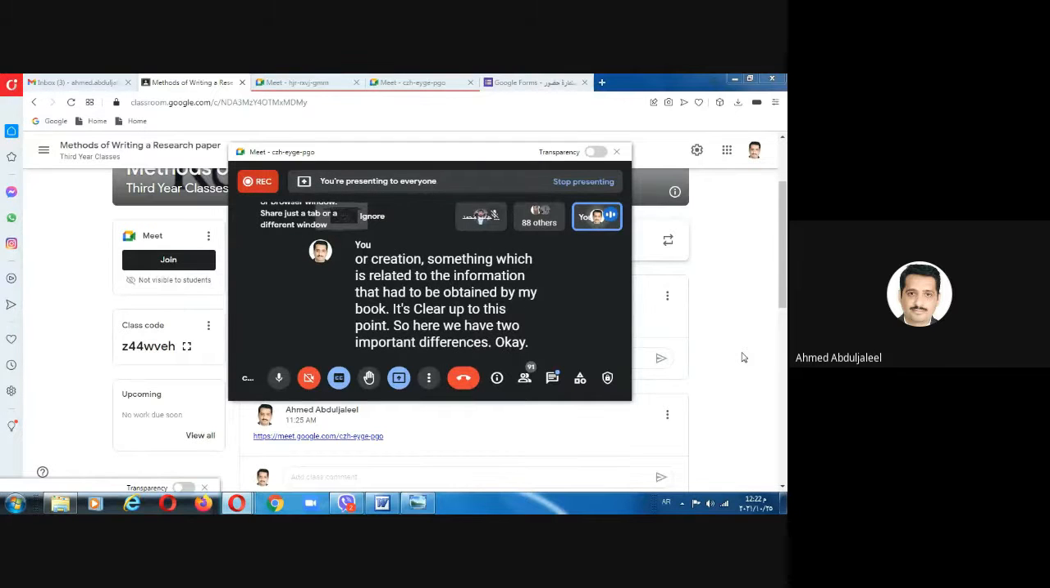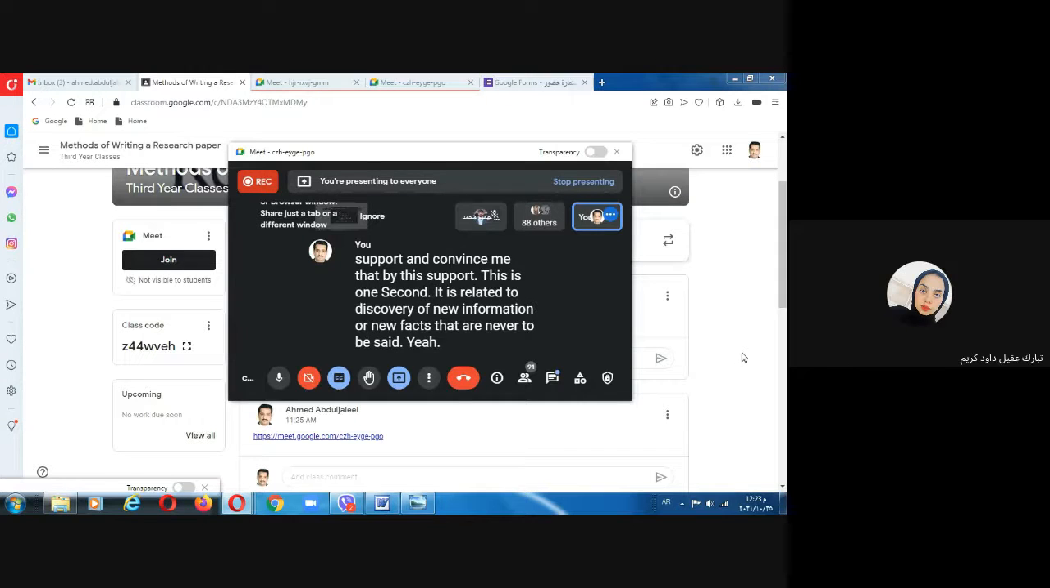The first difference is about what? It's not only presenting information, it's to support it, to support and convince the reader by this support. This is one. Second, it is related to the discovery of new information or new facts that have never been said before. Clear? Yes, Doctor. Clear.